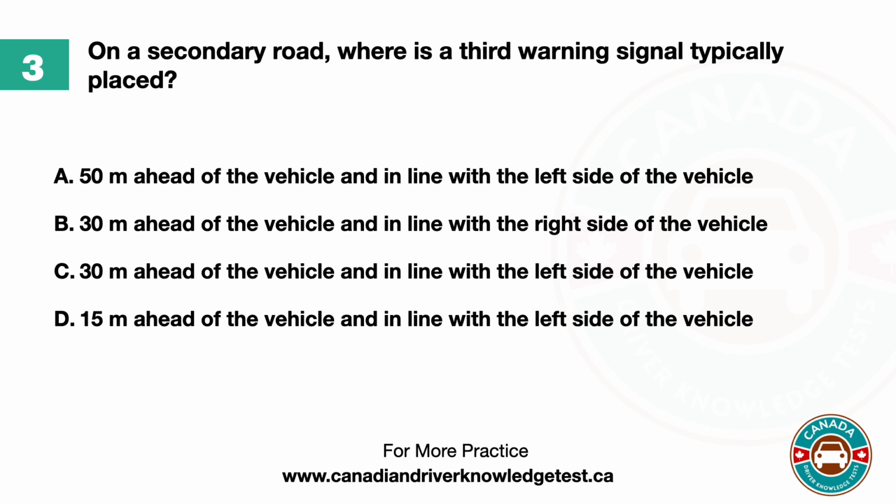Question 3. On a secondary road, where is a third warning signal typically placed? A. 50 m ahead of the vehicle and in line with the left side of the vehicle. B. 30 m ahead of the vehicle and in line with the right side of the vehicle. C. 30 m ahead of the vehicle and in line with the left side of the vehicle. D. 15 m ahead of the vehicle and in line with the left side of the vehicle. The answer is C.